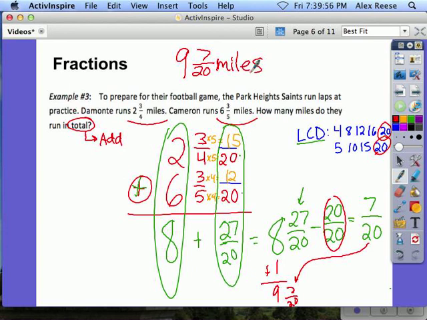The question talked about Cameron and DeMonte running laps for their football game. To state my answer in a complete sentence, how many miles do they run in total? Cameron and DeMonte run 9 and 7/20 miles in total.